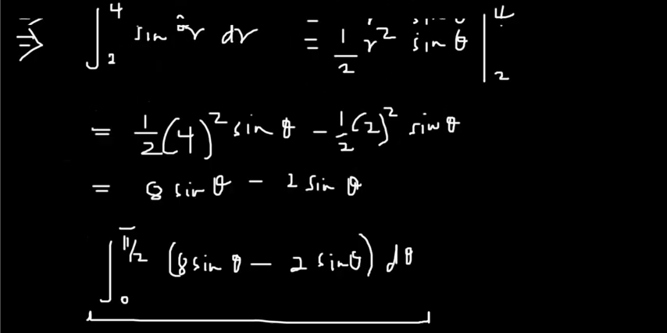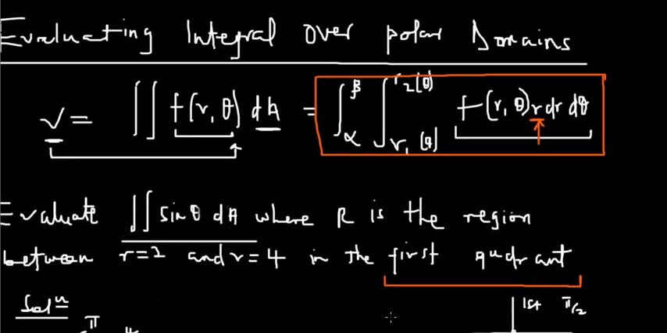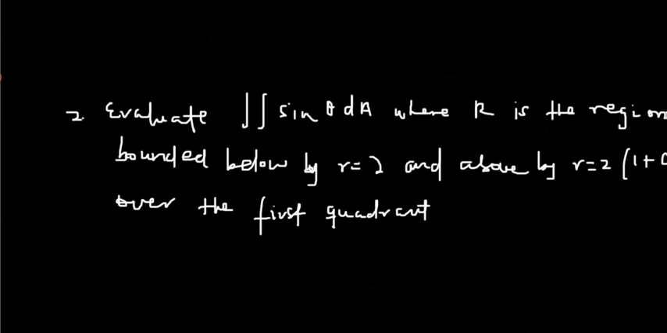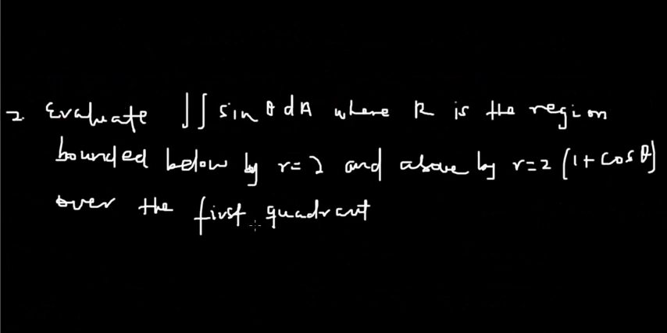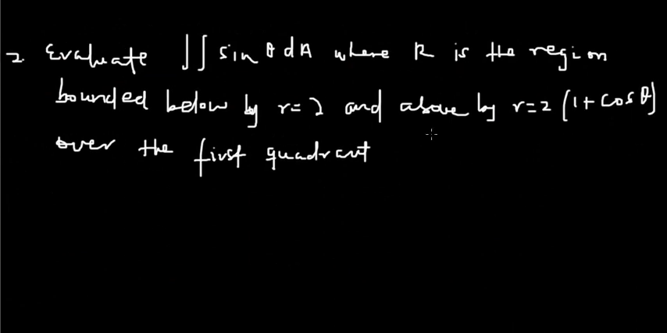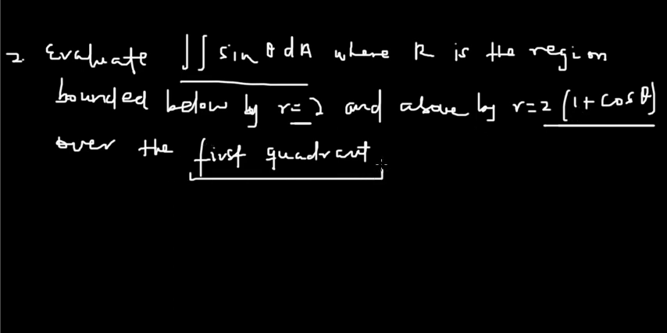Okay, so let's proceed to the second problem. This was just the first problem. Let's look at the second question. We have to evaluate this integral, where R is the region bounded below by 2, and bounded above by 2 multiplying 1 plus cos theta, and this is also for the first quadrant. Let's see how we solve this problem.